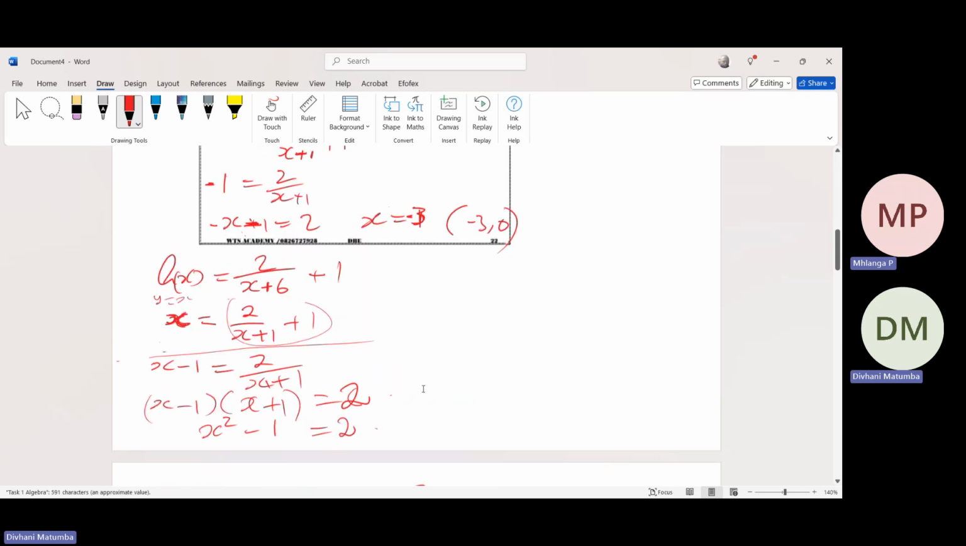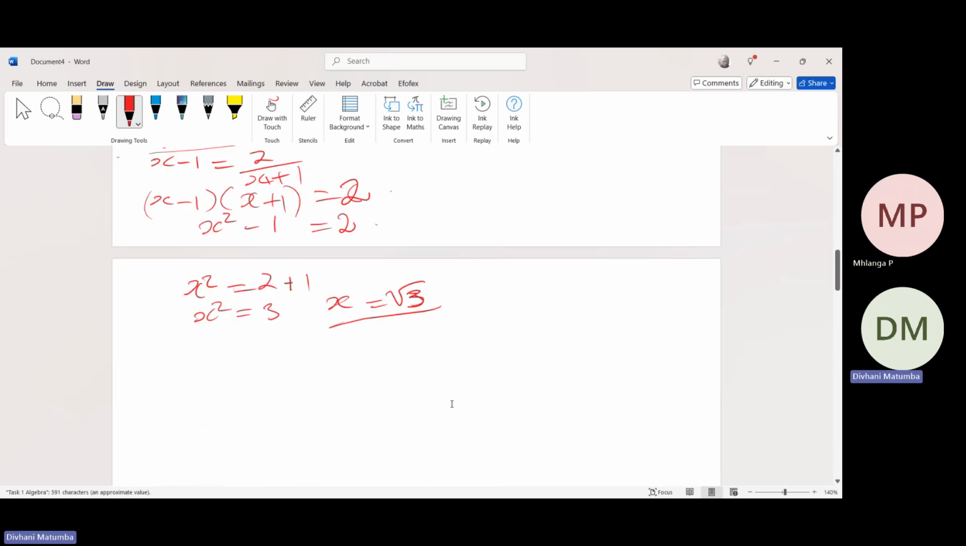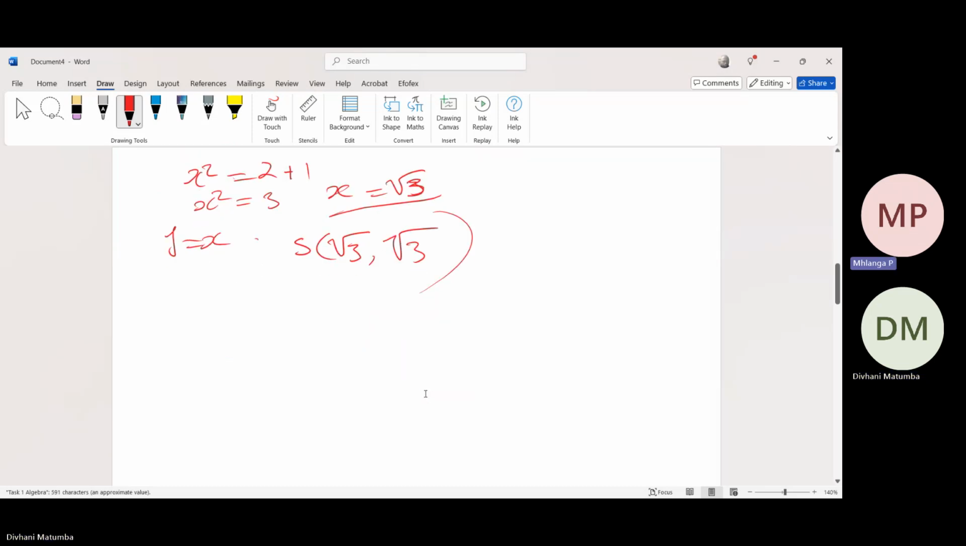So if we have the value of x being the square root of 3, it means the y value is also equal to the x value. It means at point S, we will have the square root of 3, square root of 3. I think you agree with me. Now, to find the distance, we will use Pythagoras.